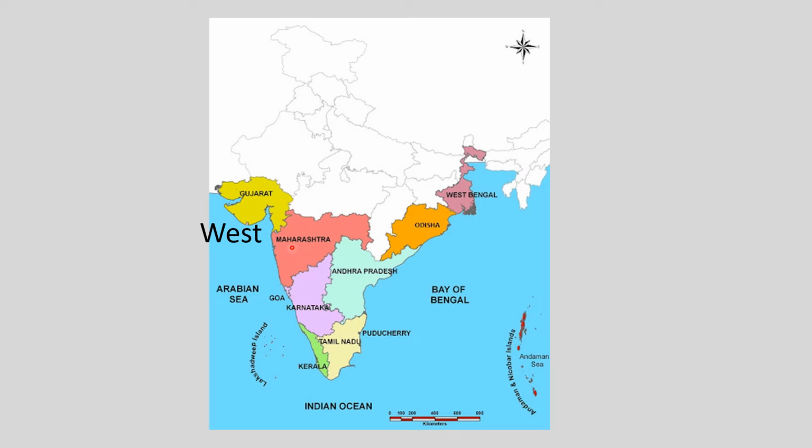If you see, we are in Maharashtra and we live somewhere here in Maharashtra, in Mumbai. And Mumbai is to the west of India. And the Arabian Sea is also to the west of India. So the sea that you see at Juhu Beach, it is the Arabian Sea.